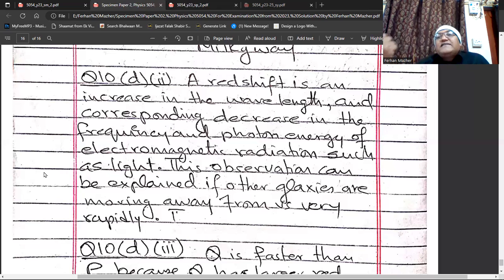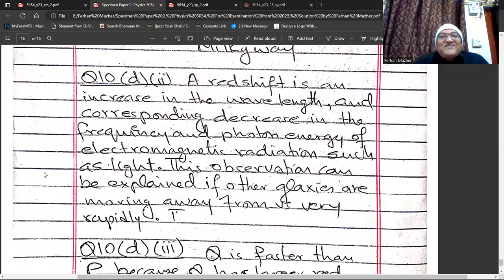Red shift means that the light which we are receiving from a star or from a galaxy, its frequency has decreased and its wavelength has increased. This shows that galaxy or that star is going away from us. Okay, I hope you have understood.